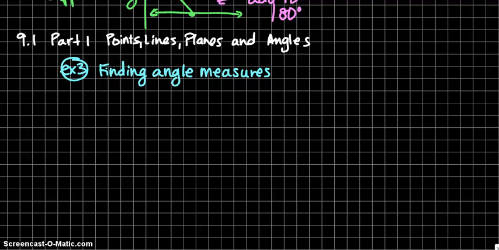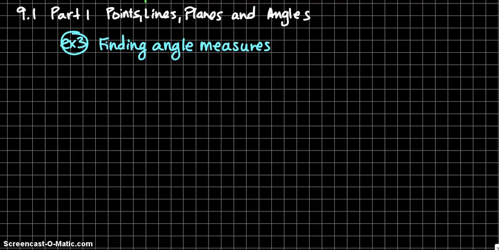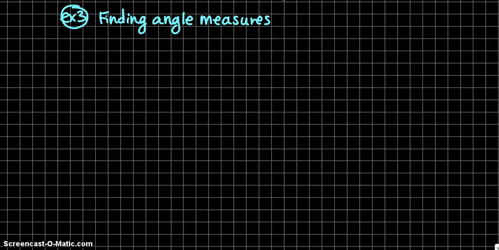Hey, our last example for 9.1, Part 1, Points, Lines, Planes, and Angles, is to find angle measures. So here's example 3. What's going to happen is I'm going to give you a set of angles. They're either going to be vertical, complementary, or supplementary, and we're going to first figure out which type it is, and then use that information to solve for some missing variables. So draw yourself some angles. They don't have to be perfect.